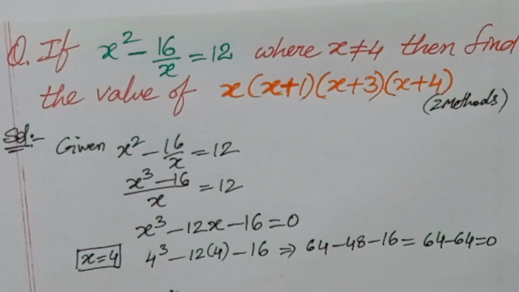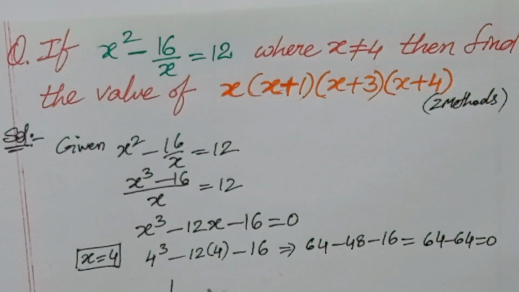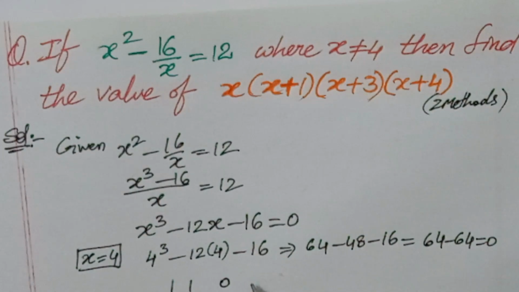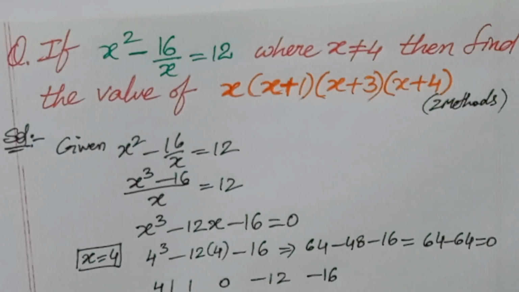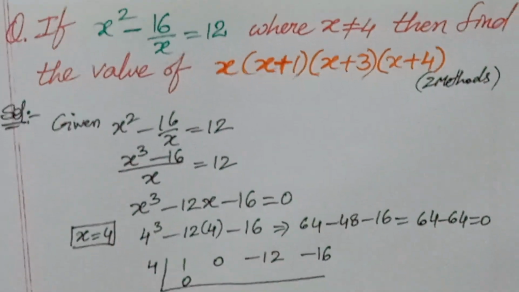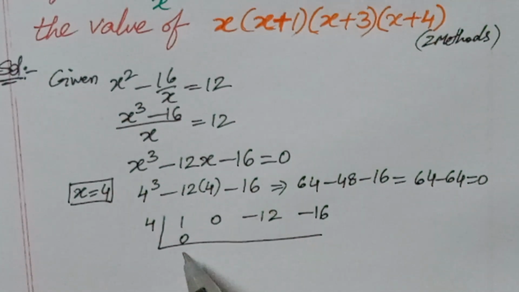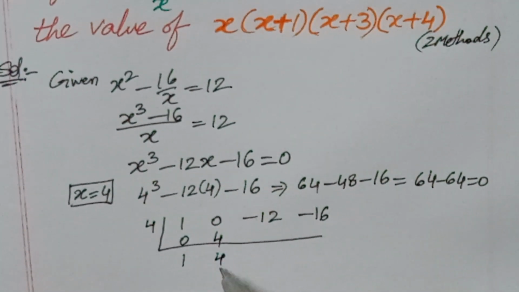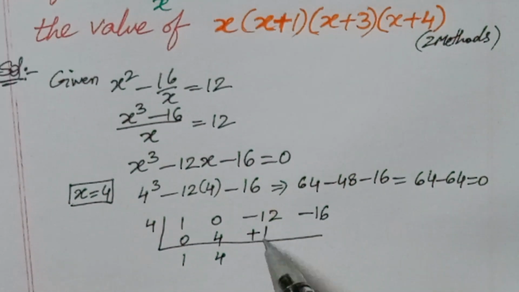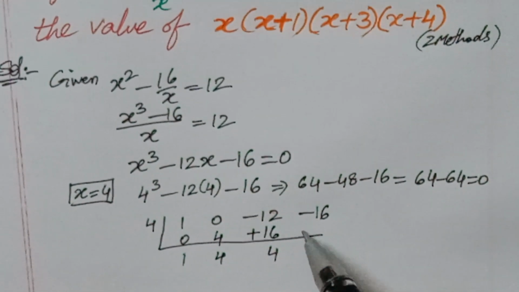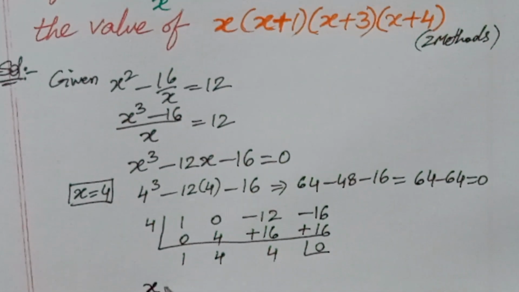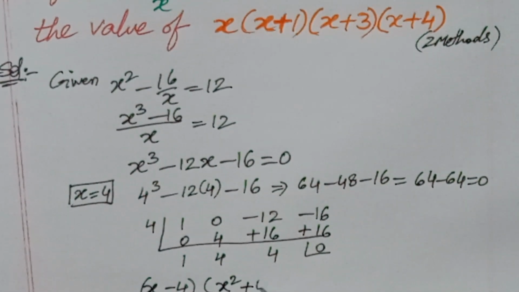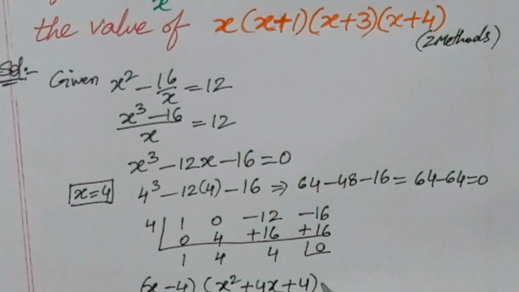So here the remaining factor you find by Horner's method. So here 1, 0, minus 12, minus 16. So here 4, 0. Okay, here 1, 4 ones 4, again 4, 4 4s are 16. Here 4, 4 4s are 16, plus 16 you are getting 0. So here you are getting x minus 4 into x square plus 4x plus 4 equal to 0.